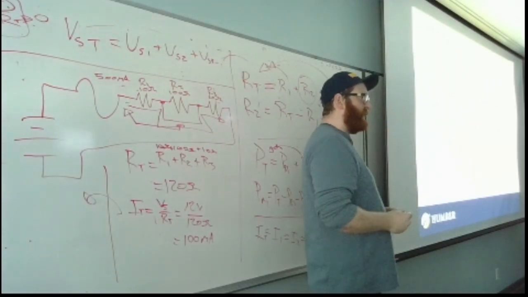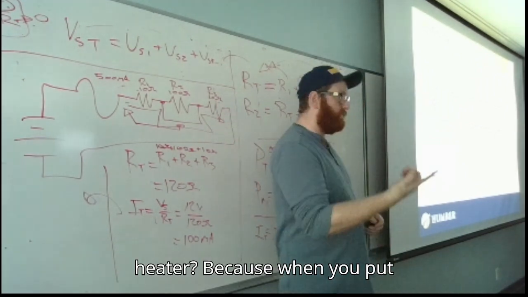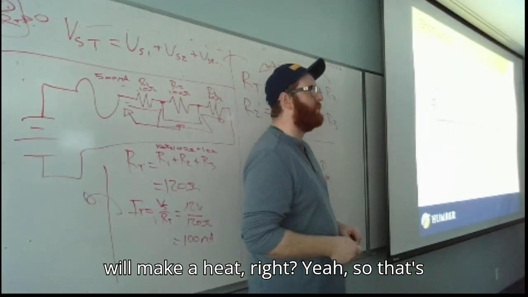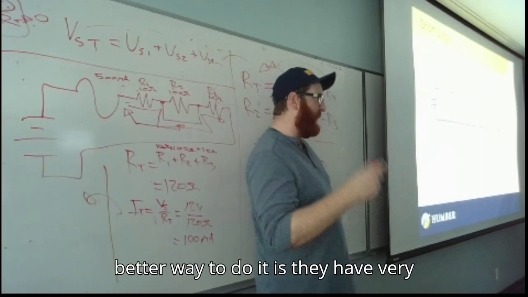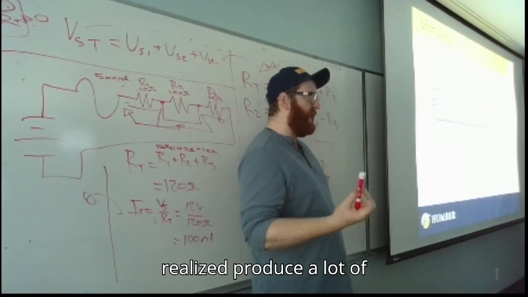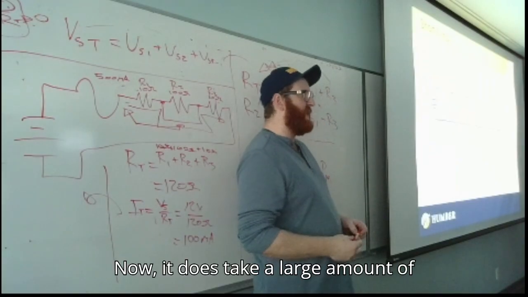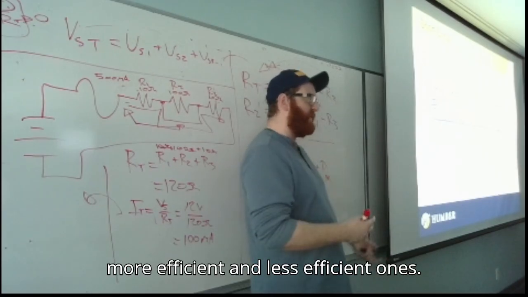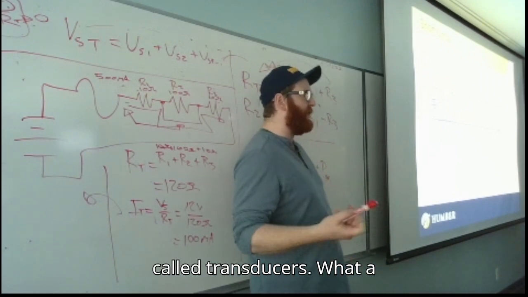You had a question? I was just going to say, isn't a good example for that a heater? Because when you put the voltage through this resistor, it will make heat, right? Yeah, so that's one way to make a heater. The better way to do it is they have very specific substances that they realized produce a lot of heat when electricity goes through them. Now it does usually take a large amount of voltage consumption, and there's more efficient and less efficient ones. But there's a whole category called transducers.